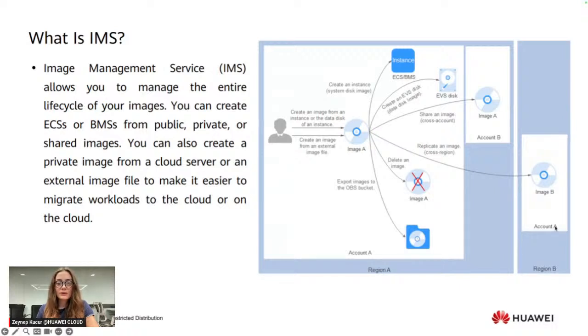So you can create an image from an instance or data disk, as you see here. You can export images to OBS bucket, which is Huawei Cloud's object storage service. And you can create instances from your images. Let's say you're applying auto scaling to your system and you want to create new ECSs, you can just do it from your own image.